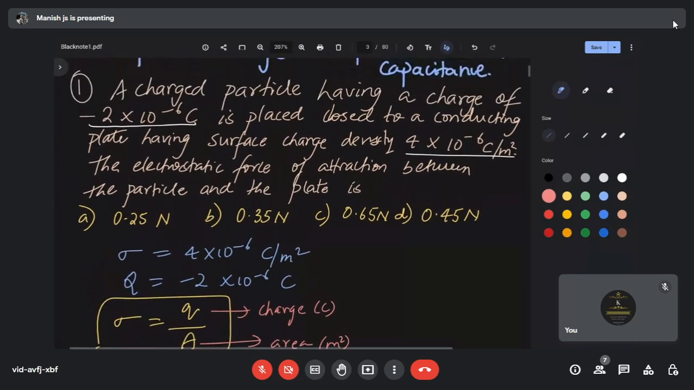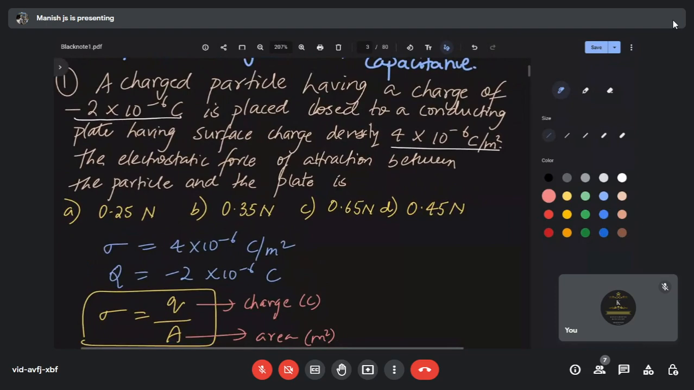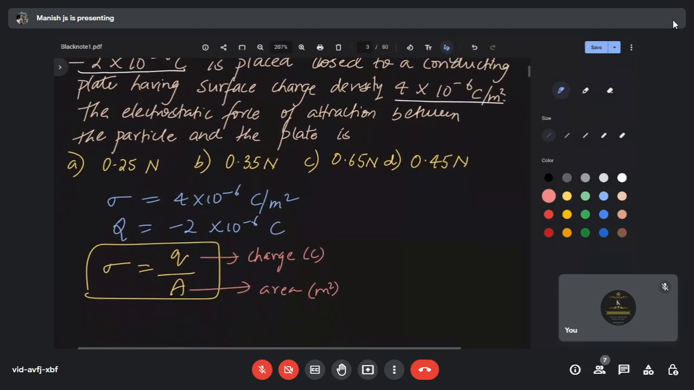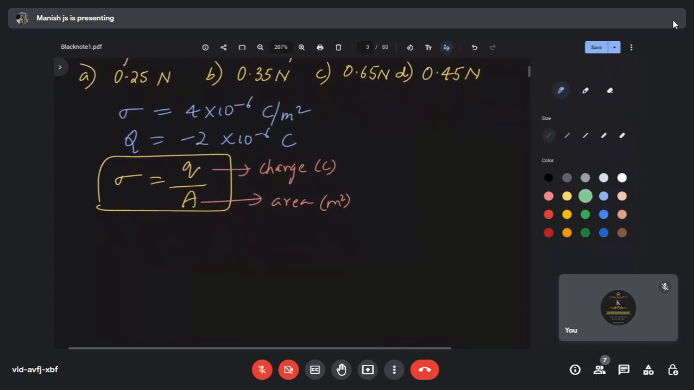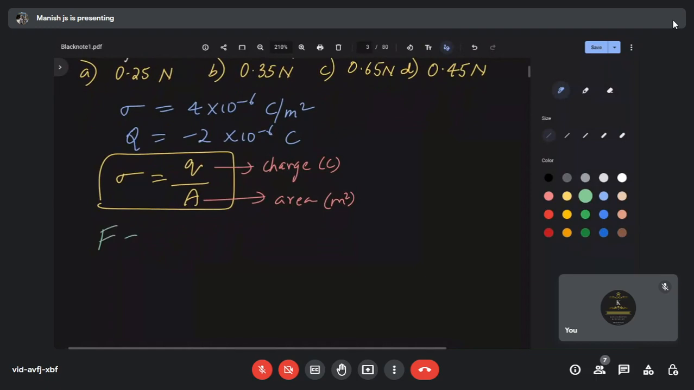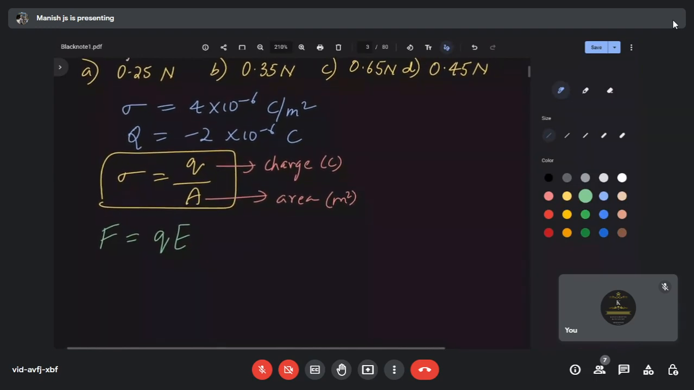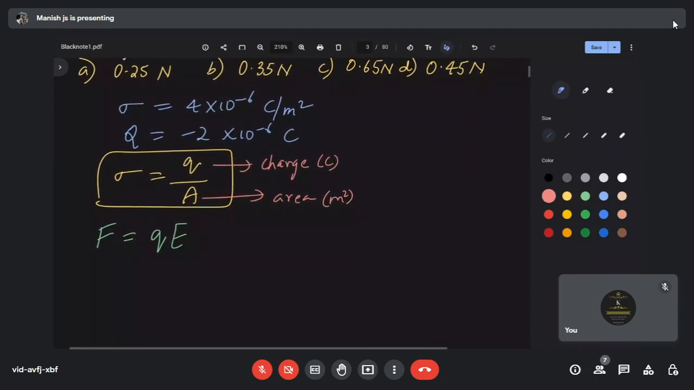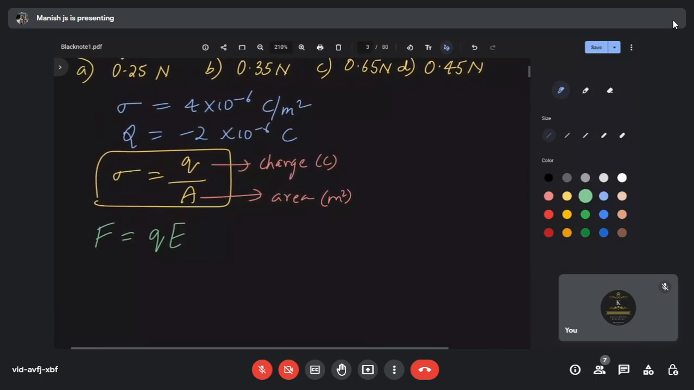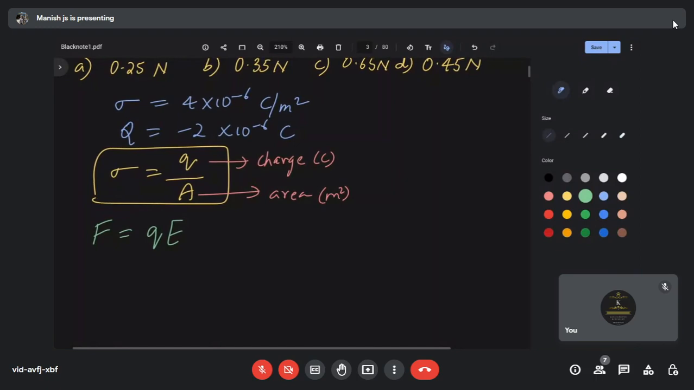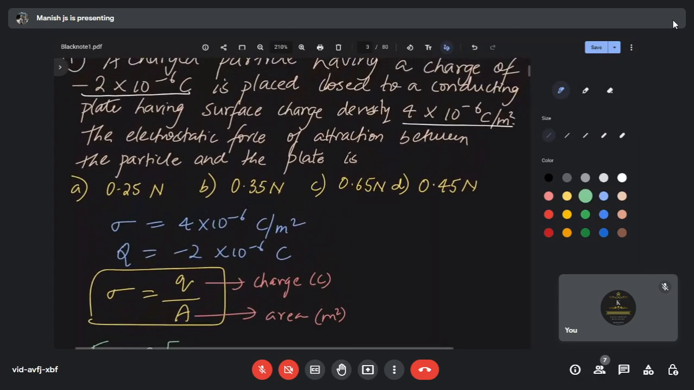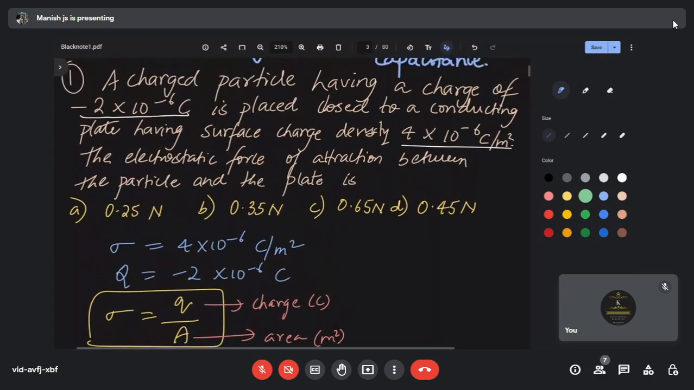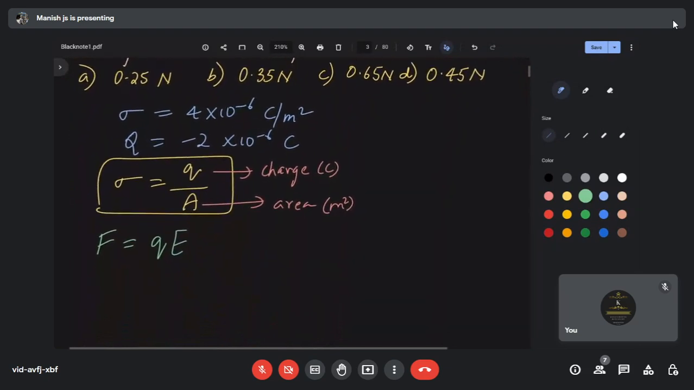Okay. So now they are asking us what is the electrostatic force of attraction between the particle and the plate. So who can tell me the formula for electrostatic force? What is the formula for Coulomb's force? F is equal to Q1 Q2 divided by, correct. If you write it in terms of electric field, you get F is equal to QE. So this is the formula. F is the electrostatic force in newtons, Q is the charge in coulombs, E is the electric field. Here they have given a plate. So what is the electric field due to a charged plate? What is the formula for electric field?